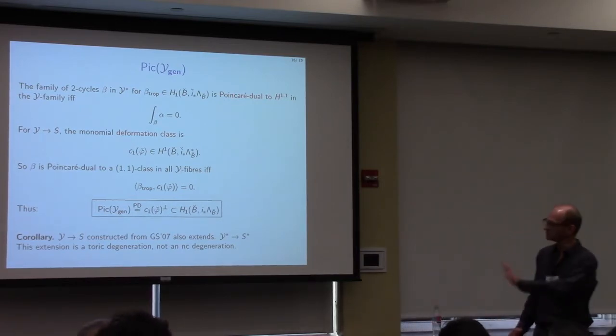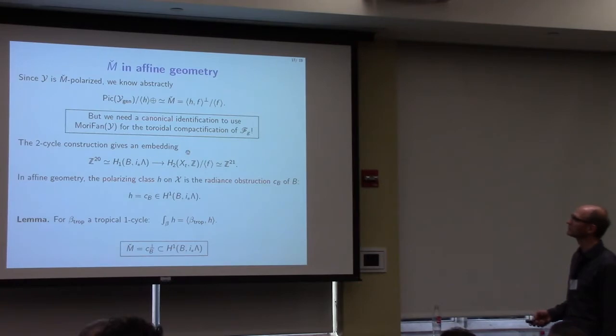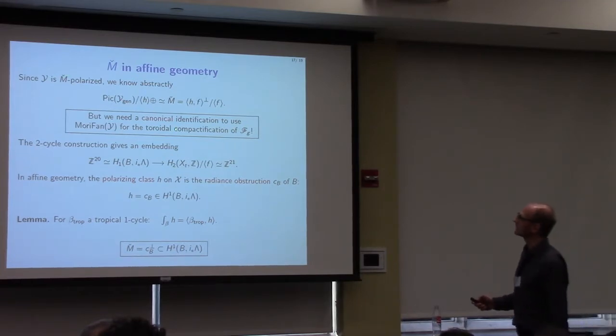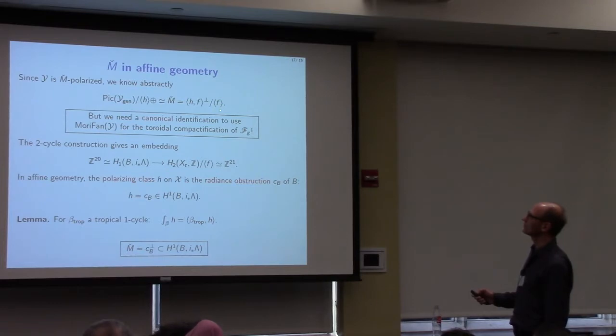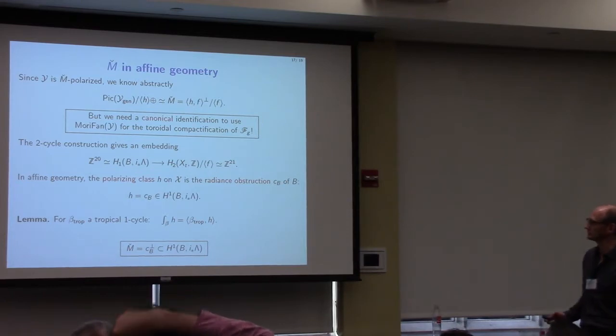Okay. So now we have a toric degeneration picture of this, and in this we have identified the Picard group of the generic fiber. So abstractly, we know now that... it's another typo. So essentially, forget about this thing. The Pic of Y generic is essentially just M check, which was defined as H of perp mod F. But we need this canonically, right, to use it more effectively for complexification.